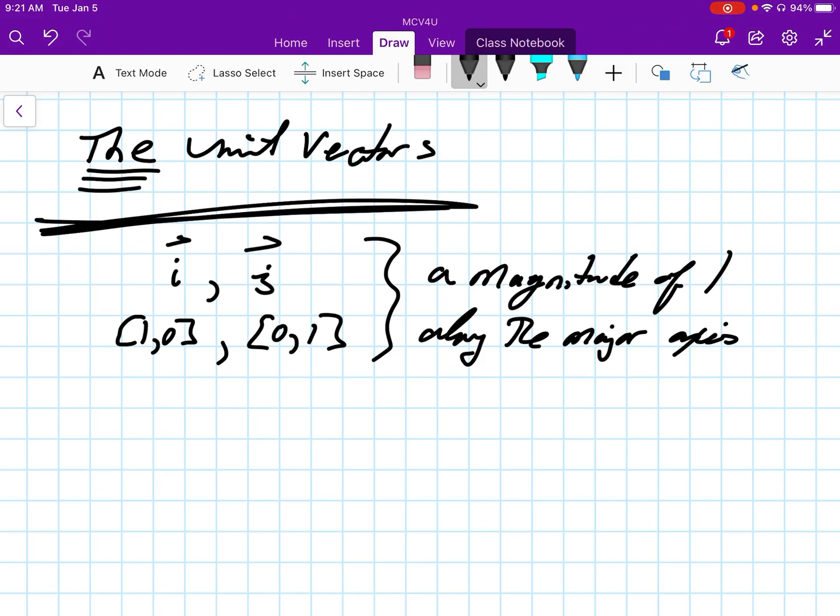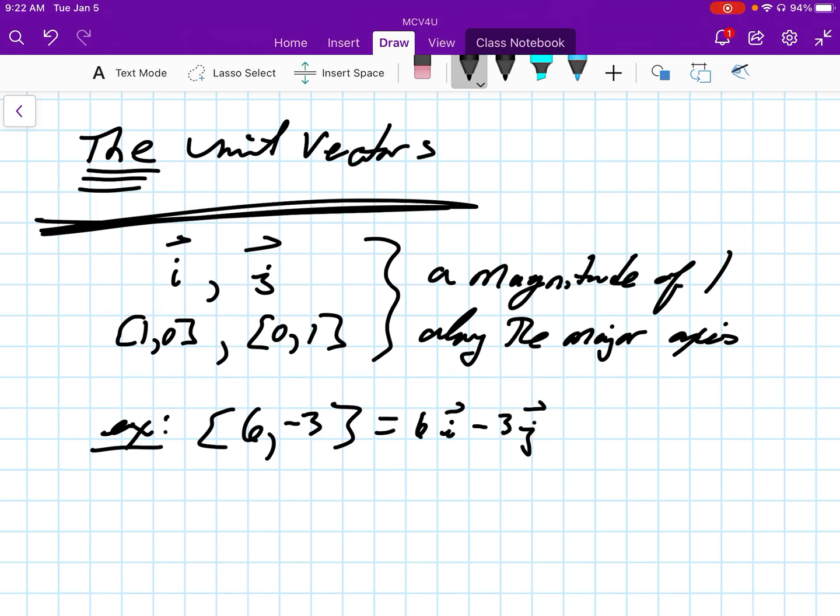So with any vector, let's do an example of why we use these. Sometimes vectors are expressed using unit vectors. We can say (6, -3) in unit vectors would be 6i. Sorry, it looks more like a j in here, I'll clean that up. 6i minus 3j. Okay, that's how we use the unit vectors.